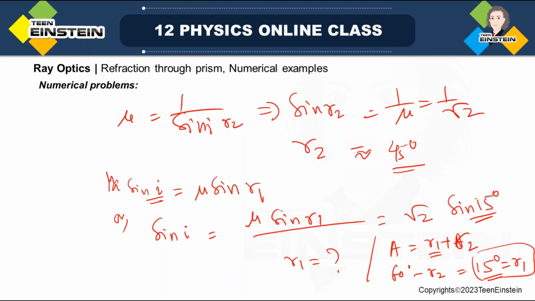If the value is known, then it is easier to find out I. Otherwise you have to use a calculator. If this value is given, it is easier to find out sine I, because now I will be sine inverse of root 2 into sine 15 degrees. Okay, angle of incidence we have to find out.